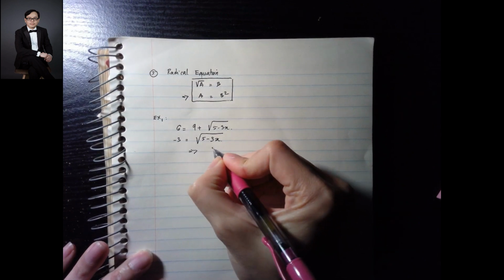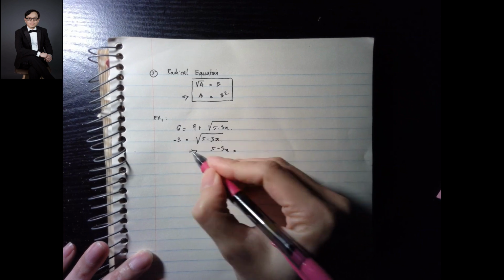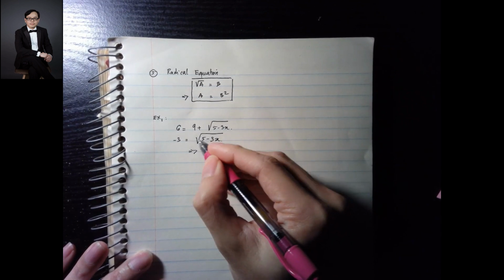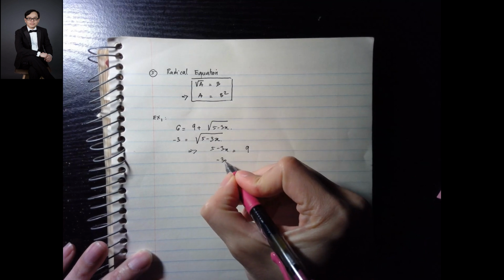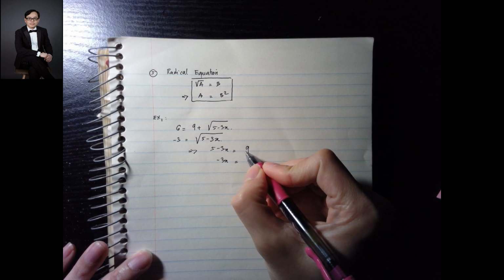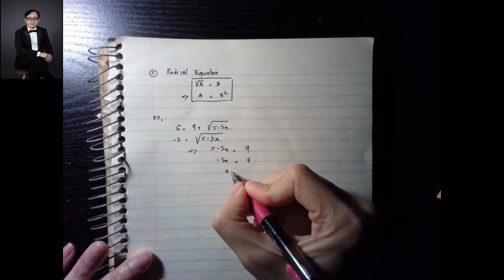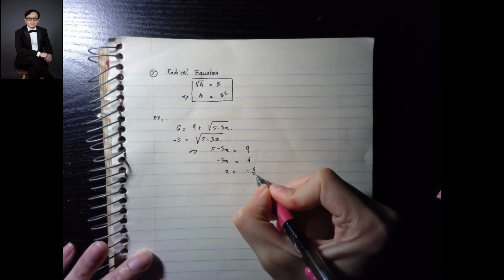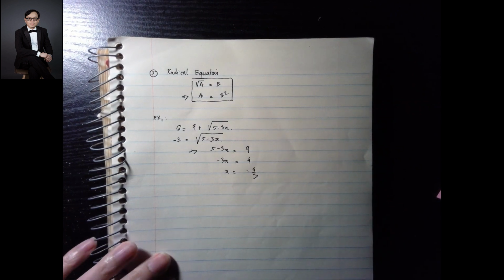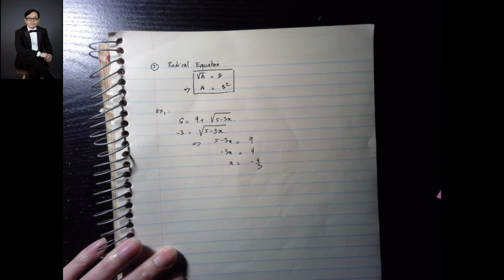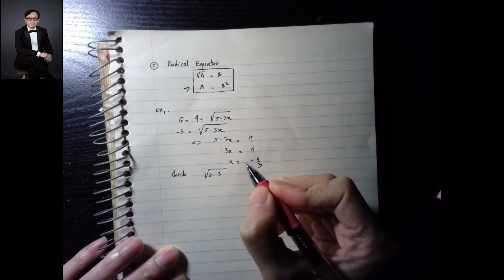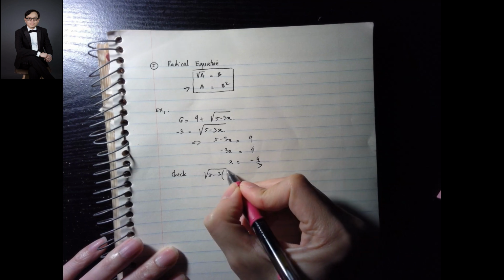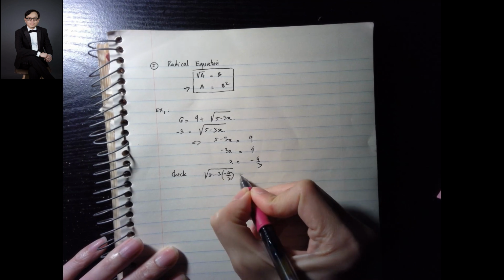If I square both sides, you get rid of the radical, and on the left-hand side you have 9, and I solve the basic linear equation. You have 9 minus 5 is 4, so x equals negative 4 over 3. Okay, so I'm going to check the answer. Check: square root of 5 minus 3 times negative 4 over 3, which gives you what?